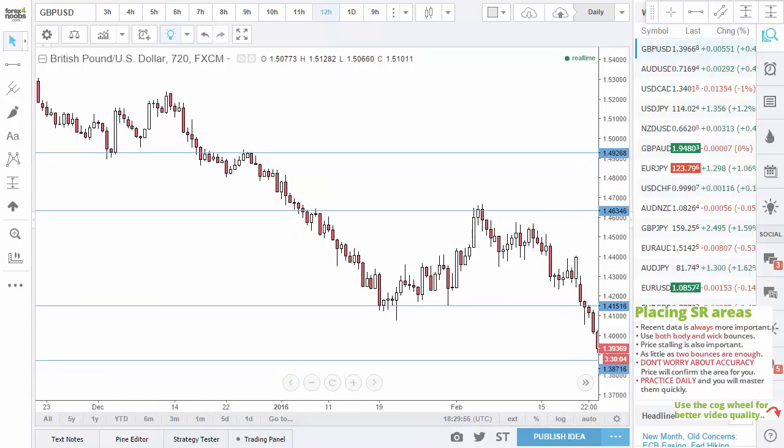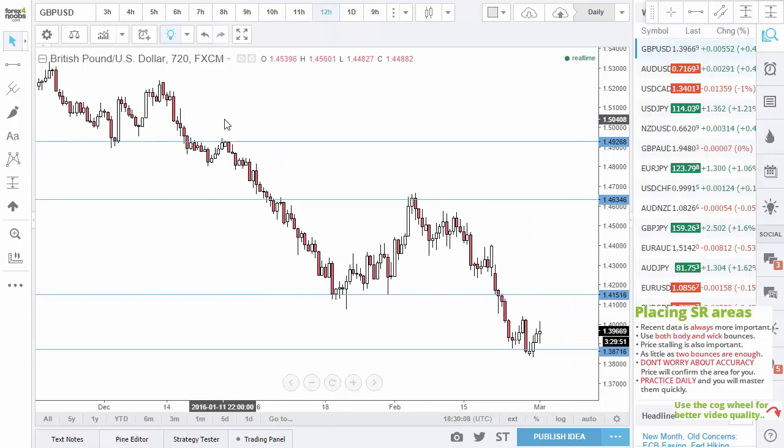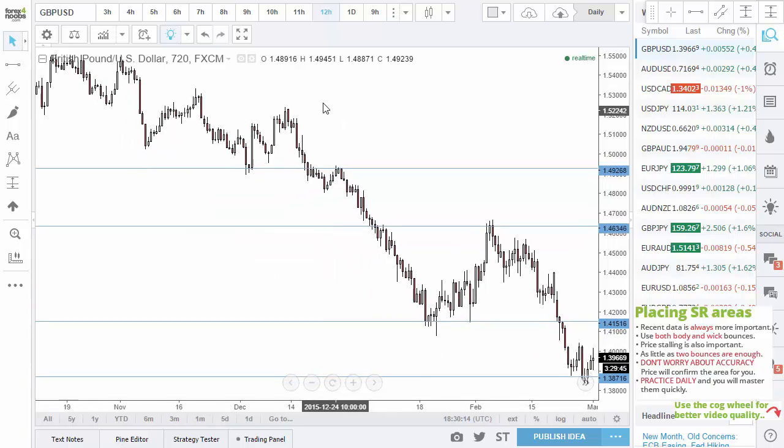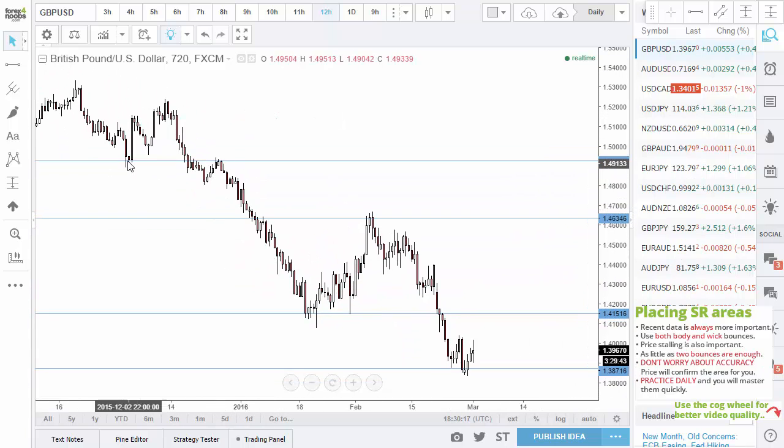Yeah, that's good. I'm going to place it here because we got a bounce there and a bounce there. Okay. So when we're looking at support resistance areas, what we want to do is place them based on bounces. You look for the most recent bounce and you place it based on that. So here we have 2 recent bounces.